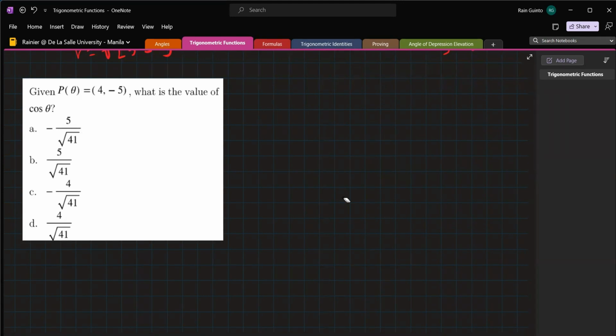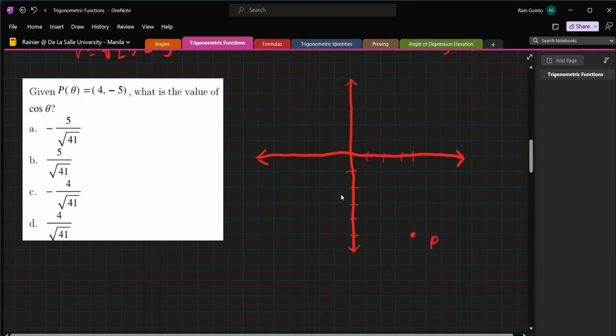Okay, so now how about we try solving this problem? It asks us to find the value of cosine theta, given the connection of a point from the origin towards a point P at (4, -5). So let's plot it. It's not a straight line, but let's just pretend it's a straight line. Let's plot first where P is at. So 1, 2, 3, 4. And 1, 2, 3, 4, 5. That makes it -5. So -5 and 4, it's over here. Here is P. Let's label it as P.